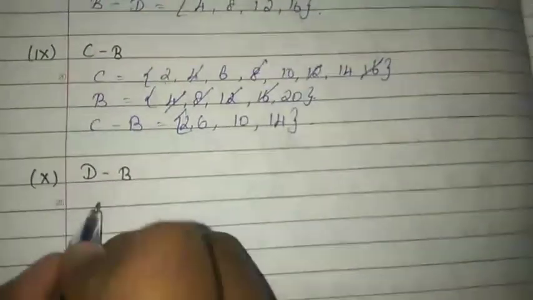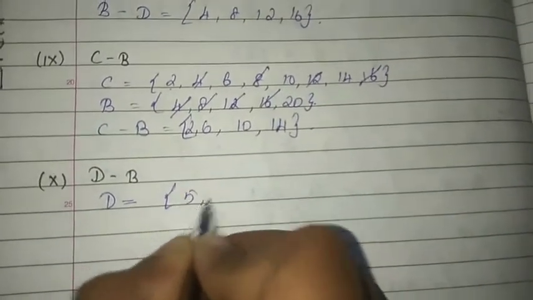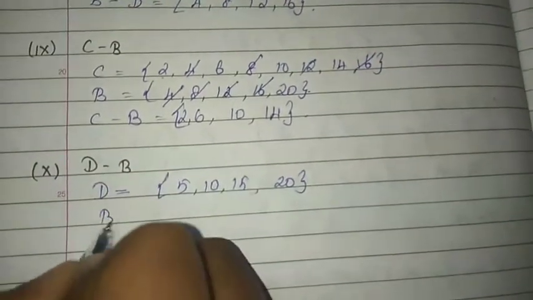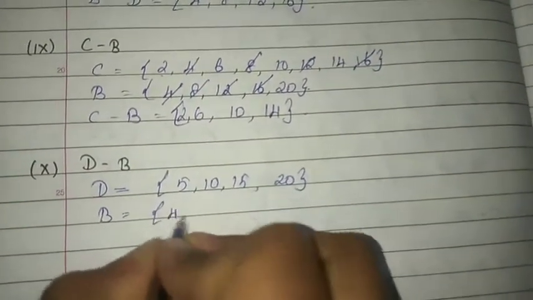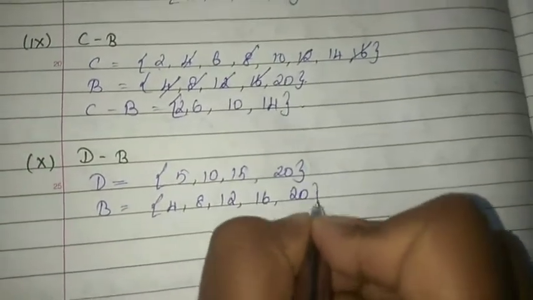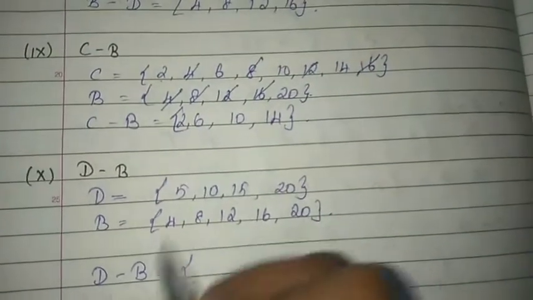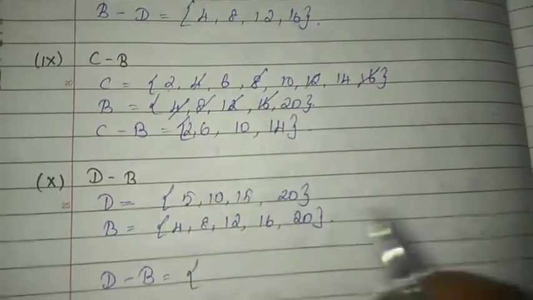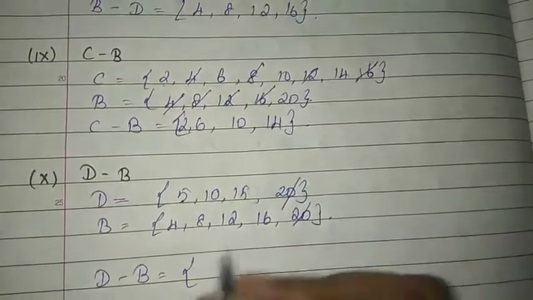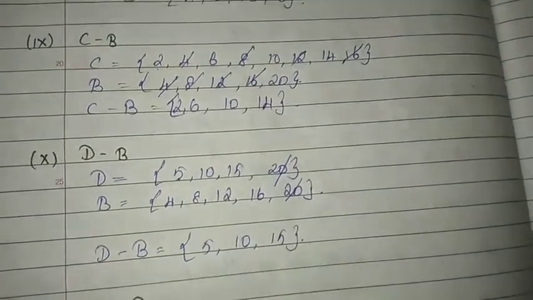So next D difference B. So D is equal to 5, 10, 15, 20. Then B is equal to 4, 8, 12, 16 and 20. So D difference B is equal to set of all elements in set D except the elements in set B. So 20, 20 cancel. So 5, 10 and 15.